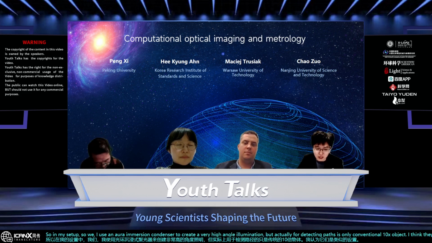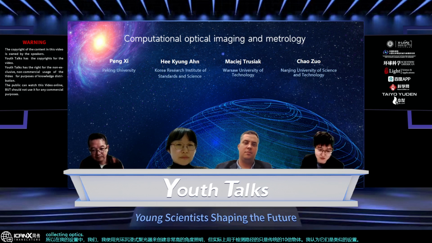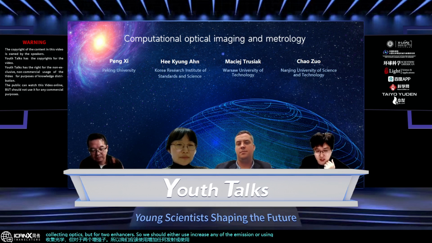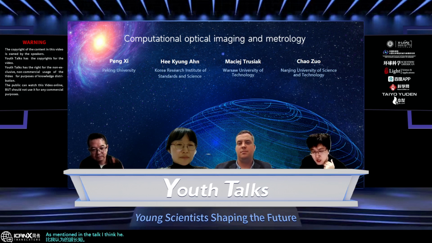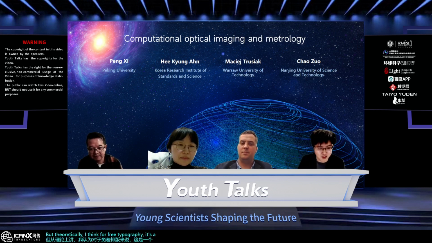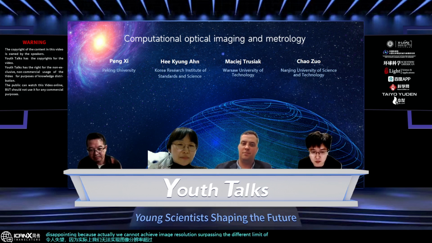So we use low NA collecting optics, but to enhance resolution we should either increase the NA of the illumination or use short wavelengths, as mentioned in Professor An's talk. I think she used deep UV 200 nanometer wavelengths, which can show much better resolution compared with the visible range. But theoretically, for Fourier ptychography it's somewhat disappointing, because we cannot achieve image resolution surpassing the arbitrary diffraction limit of a conventional optical microscope.